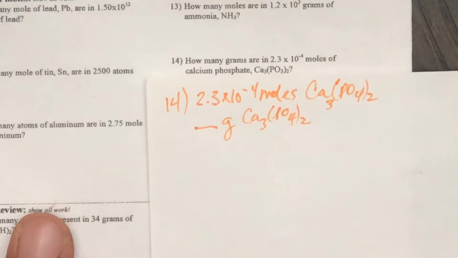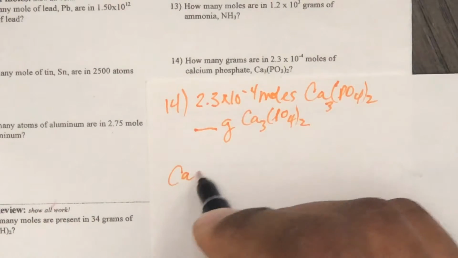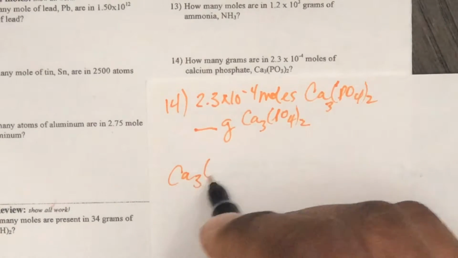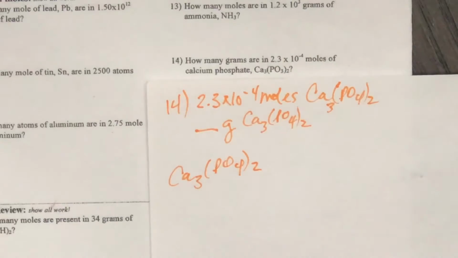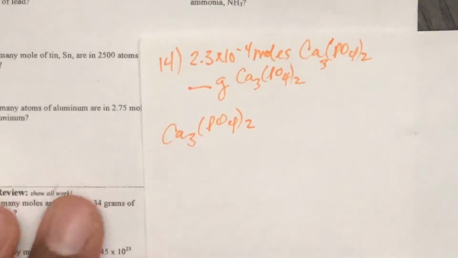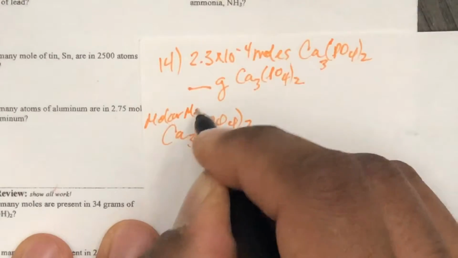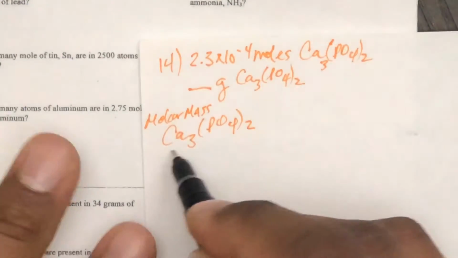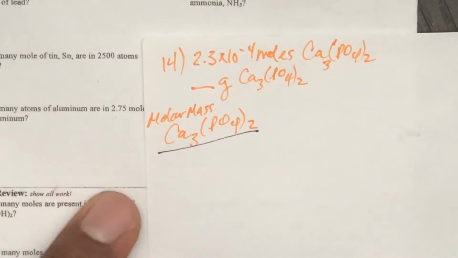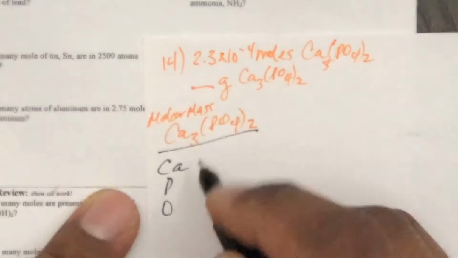Oops, not 14. So calcium phosphate. Okay, first step for molar mass, right? Remember that's what we're determining, the molar mass. So to figure this sucker out, we're gonna separate each atom. So we have calcium, phosphorus, and oxygen.